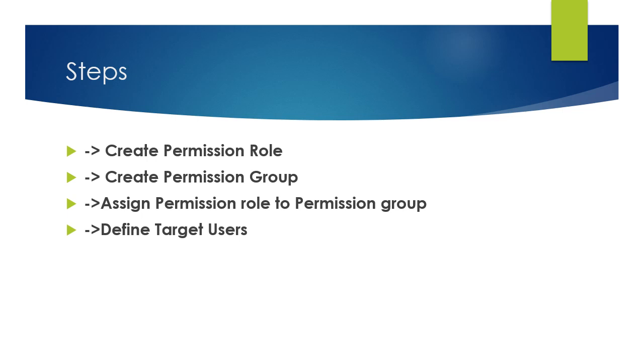So in this slide, I've tried to simplify the steps to configure role-based permission. So the first one, as you can see, is create permission role and assign the different permissions under permission settings. Then in the second step, create permission group. Under permission group, define various users who will have access to these permission roles. In the third step, assign this permission role to permission group, the group of users who will be performing these permissions or the actions. And the fourth is to define target users and then assign these target users to the permission group.